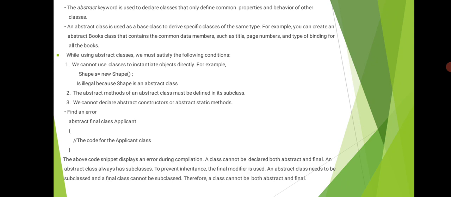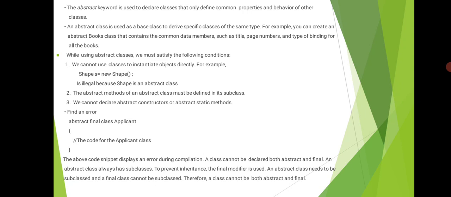For example, we have a class called shape. If we create an object for the shape class using the new keyword, then that line will give an error, that shape is an abstract class and it cannot be instantiated. It is illegal because shape is an abstract class. An abstract class cannot create objects, because it should be inherited by other classes.